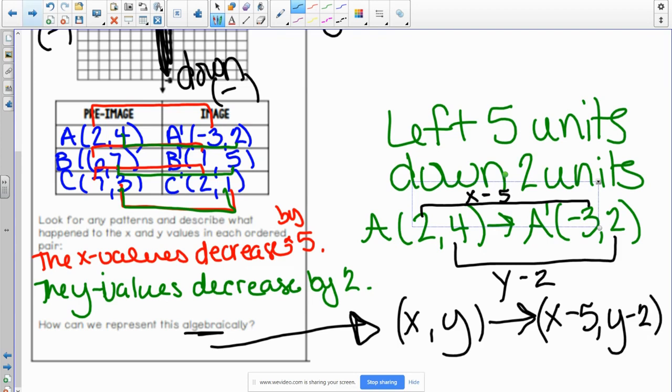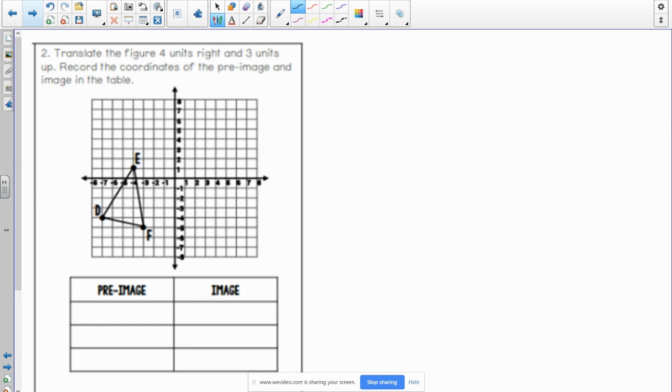Okay, let's go to the next problem. So we have another triangle. This time they want us to take it 4 to the right. If you remember what I said, if you go to the right, it's going to end up adding on the x. So it's going to be x plus something. And we're going to go 3 units up, which is this way. And remember, that's y plus something. If I'm adding 4, that means I'm going to move 4 to the right. And if I'm moving 3 up, that's going to add 3 to the y.